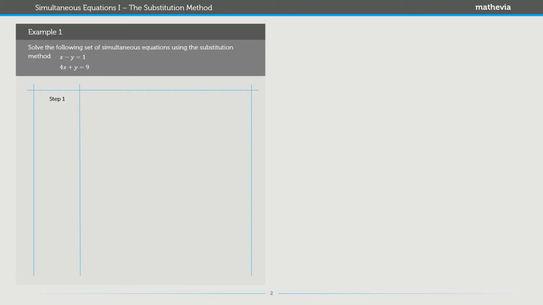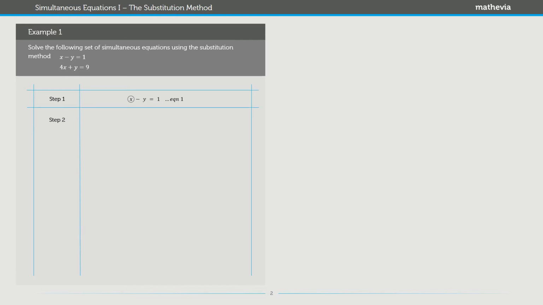Now remember, the first thing we need to do is select an equation and select a variable. So I'm going to be working with equation 1, and I'm going to be working with x. You could work with equation 2 and work with y, or work with equation 2 and work with x. It really doesn't matter at this point, to be honest. But we're going to be working with equation 1, and we're going to be working with x.